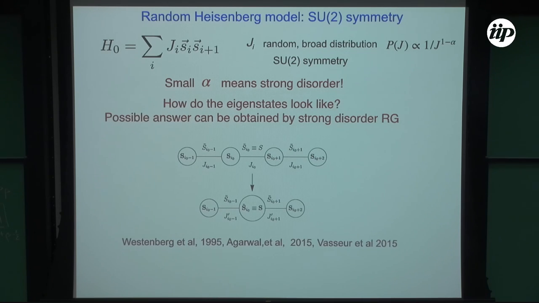This is a procedure that is very simple. It works as follows. Let me assume that the disorder in the system is extremely strong. In particular, I will be interested in power law distributions of couplings with exponent 1 minus alpha. Small alpha means that the disorder is strong, in the sense that if I take two neighboring couplings in the system and compute their ratio, it's going to be much different from one. At such strong disorder, given a system, I can identify the strongest coupling in the system, and typically the neighboring couplings will be small.